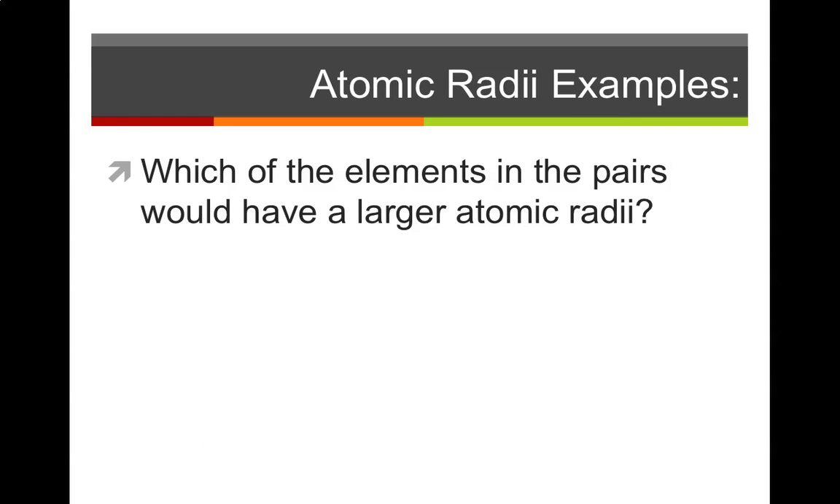So let's look here. Which of the element pairs would have the larger atomic radii? Bromine or chlorine? Chlorine we know is above bromine, so that's going to be smaller than bromine, which would be bigger. It's down lower. And zirconium or niobium, I don't have a periodic table in front of me. Give that one a try, though, and see what you can figure out.